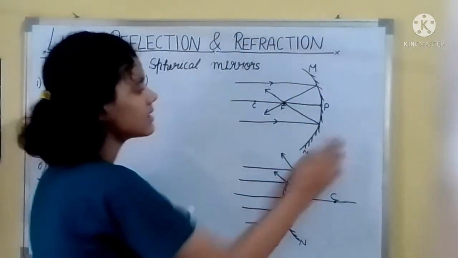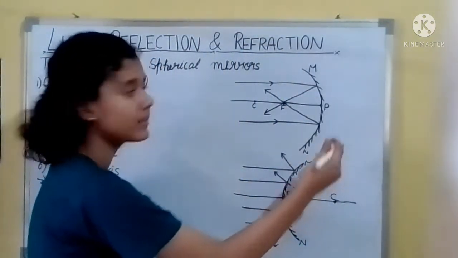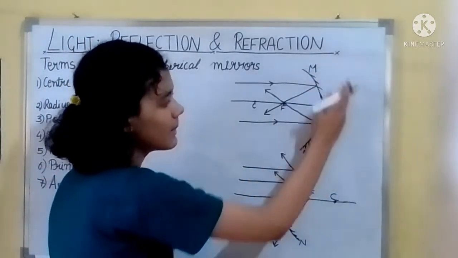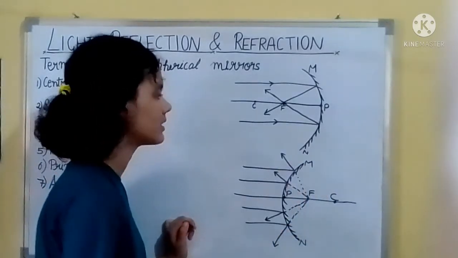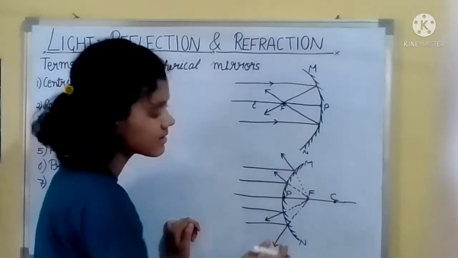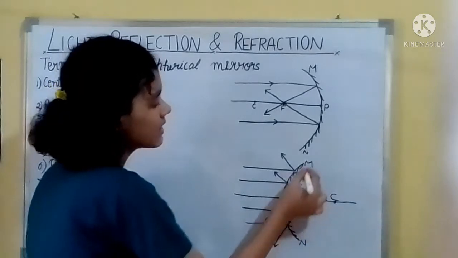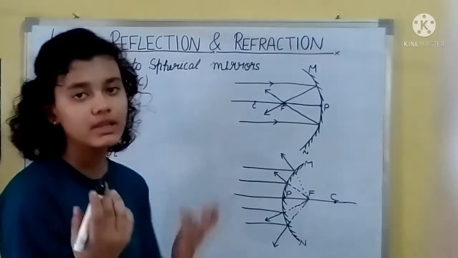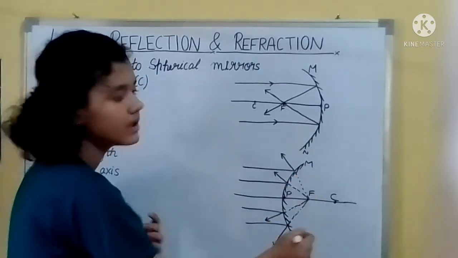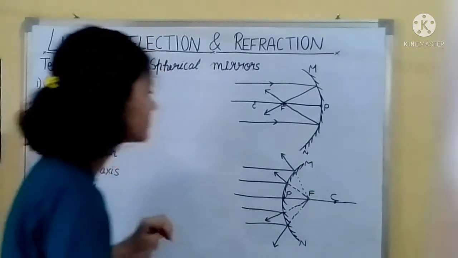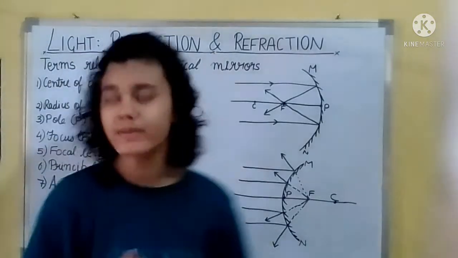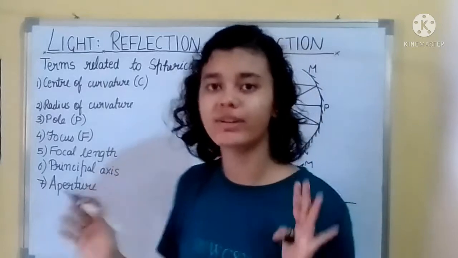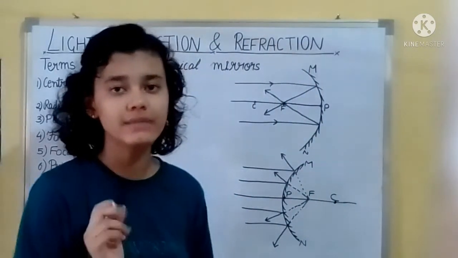So as you can see, this one is a concave mirror because the polished surface is on the bulged side, bulged outwards. And then this one is a convex mirror because the polished surface is towards the center of the sphere, that means on the bulged inside, okay. So let's start with the terms. First one is center of curvature and it is represented by letter C.